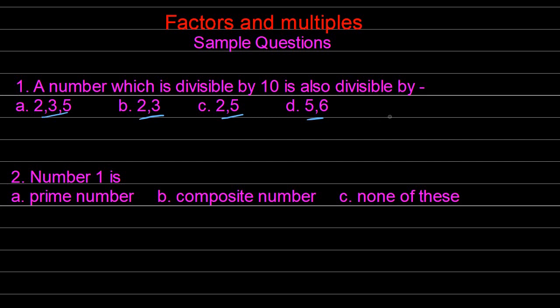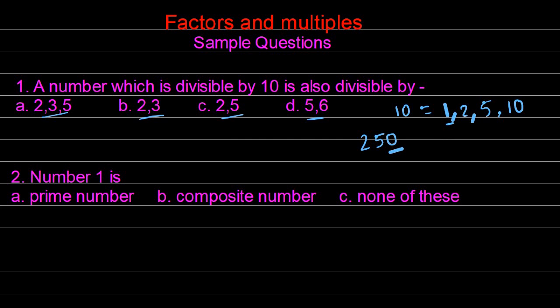But apart from it, what are the factors of 10? For example, the factors of 10 are 1, then 2, then 5 and 10. So these are the factors of 10. So the number which is divisible by 10, let's see 250 for example. We know that because it's ending with 0, it is divisible by 10. Let's see, is it divisible by these numbers?